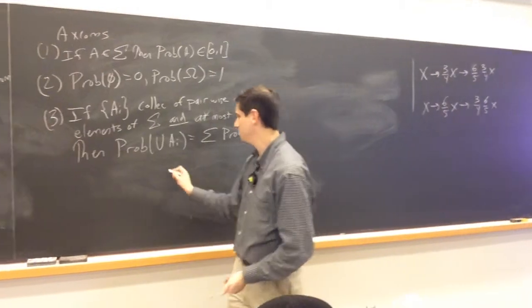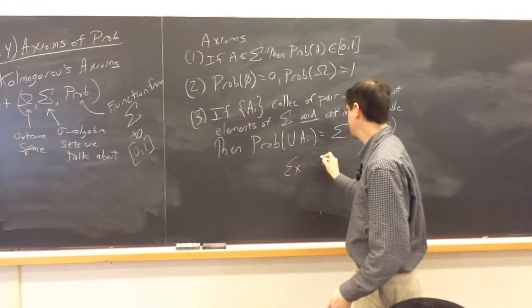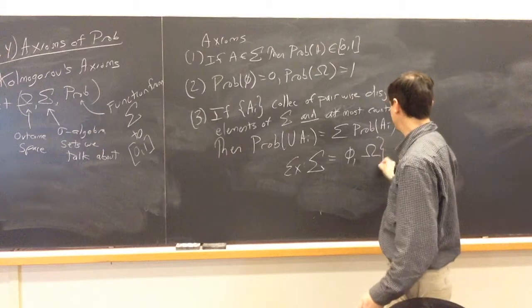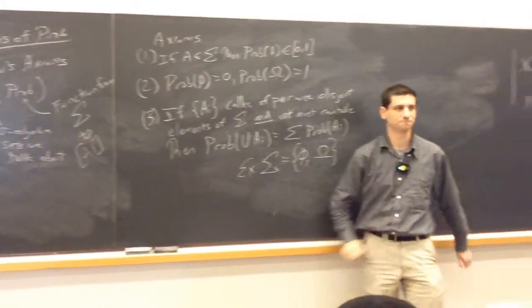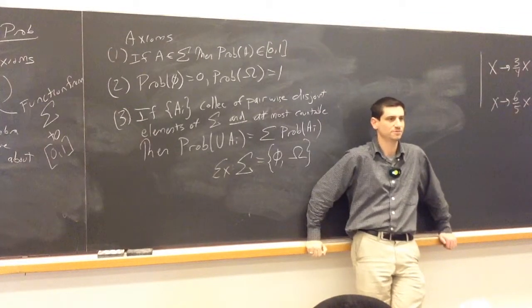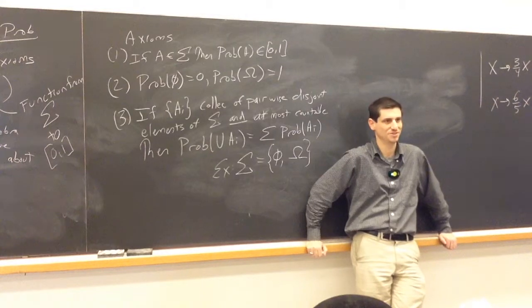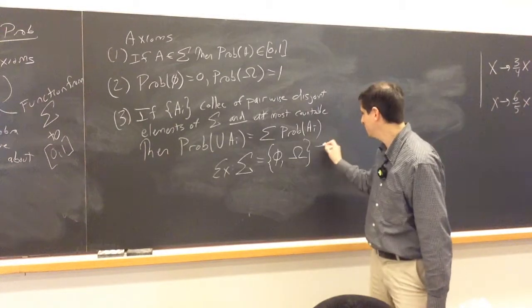Okay. So one example is to take sigma to consist of just two things, the empty set and the entire space. And you can develop a theory of probability on this space, but it's going to be boring. The only events you can talk about are nothing happens or something happens. And so this is given the name trivial.